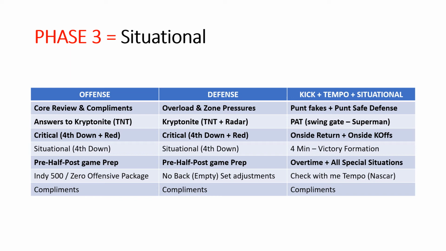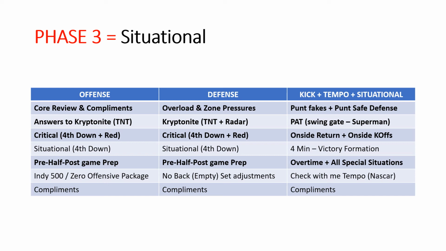Your answers to kryptonite. This is a bear or TNT front, making sure we're prepared for that with our core concepts. Looking at critical, 4th down and red zone. Situational, 4th down, and then we need to practice our pre-game, our halftime, and our post-game preparation.